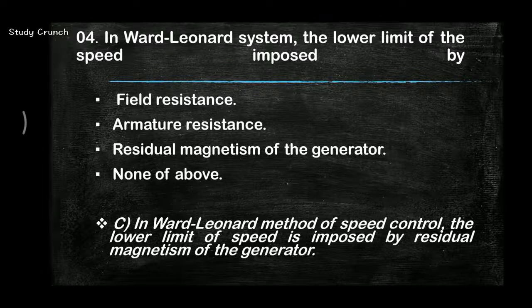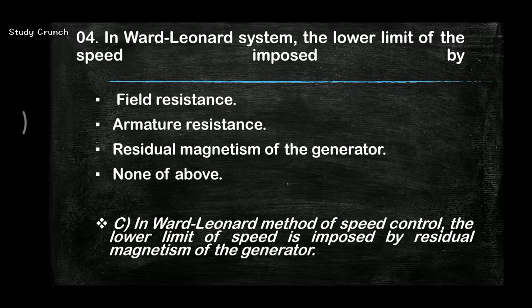Next, in the Ward-Leonard system, the lower limit of the speed is imposed by, the answer is residual magnetism of the generator, that is C. We know that the lower limit of speed will be imposed by the residual magnetism.